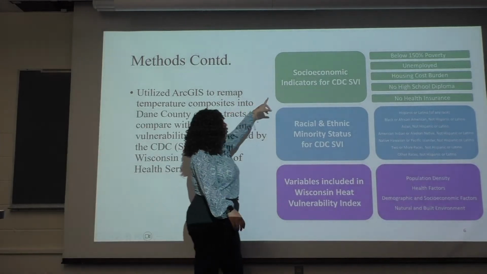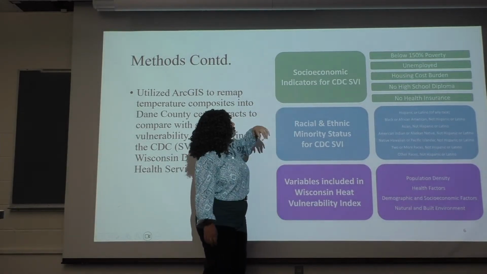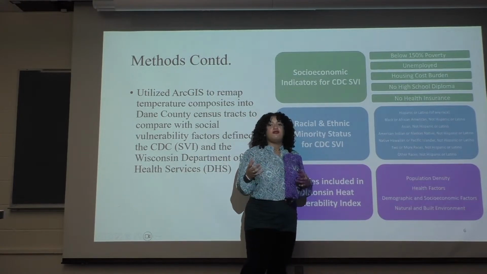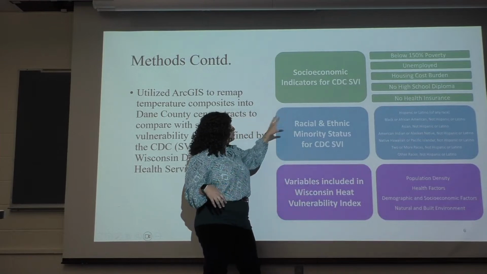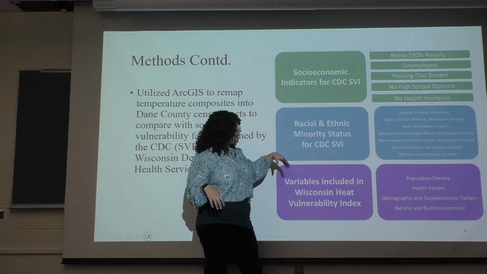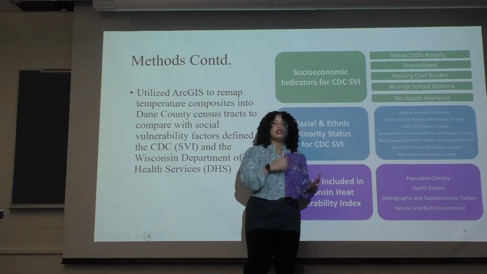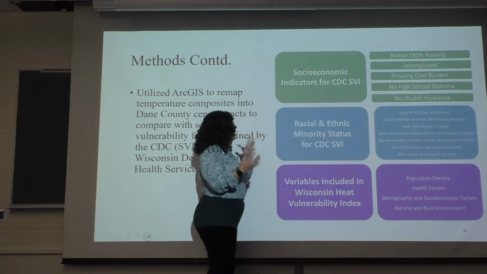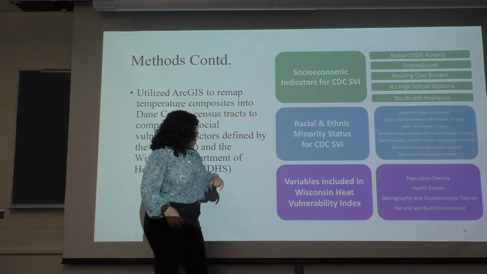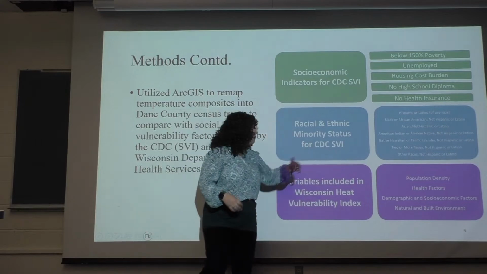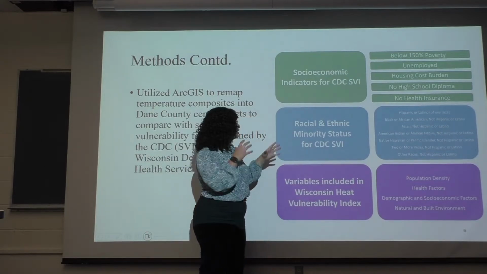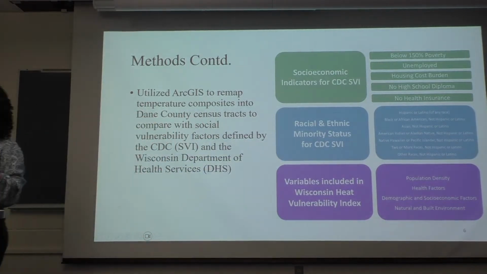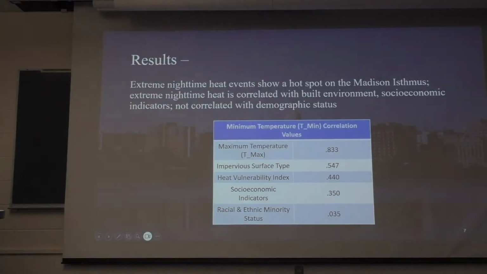So this is a breakdown of what is included in the variables that we looked at. That socioeconomic indicator included people that are unemployed and people living at 150% of the poverty level or below. And for the demographics, we looked at the racial and ethnic minority status, which included ethnicity and race, so Hispanic or Latino, Black, Asian, African American, Indian, Native Hawaiian, that sort of thing. And then in the Wisconsin Heat Vulnerability Index, they included population density, health factors, demographic, and socioeconomic factors, things that we looked at, but they added that extra health factor to it that was really important for our research.